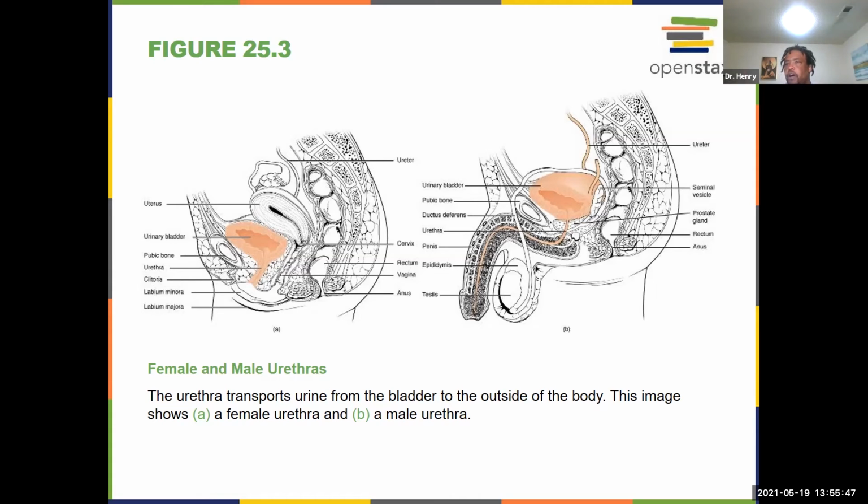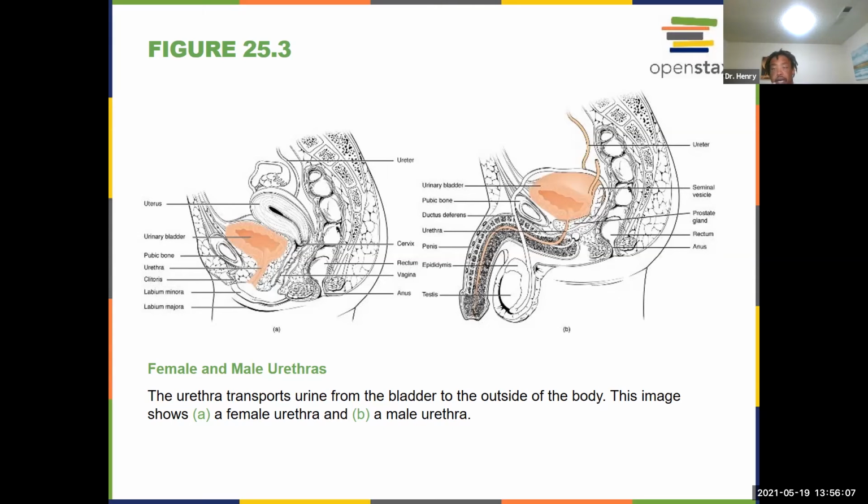Oh, we were talking about the volume. Right now, this is a picture of the urethra. The urethra is responsible for transporting urine from the bladder to outside of the body. A is for a female, B is for a male.